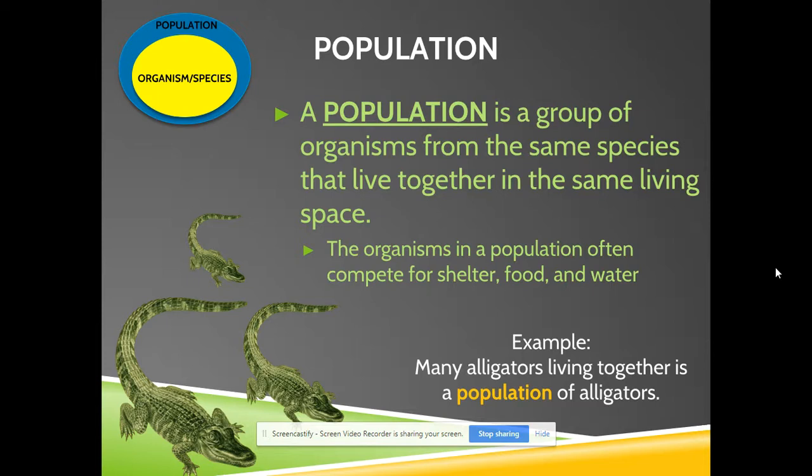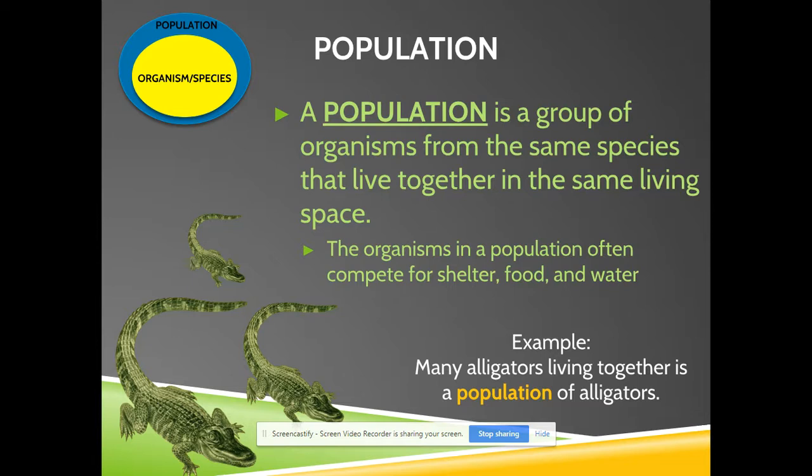Next, we have population. Population is a group of organisms from the same species that live together in the same living space. So these organisms are living in the same area, so they're often competing for shelter, for food, and for water with the other organisms. The example of many alligators living together is a population of alligators, and they're going to fight with each other about where they're able to make their homes and lay their eggs. They're going to fight over food sources.